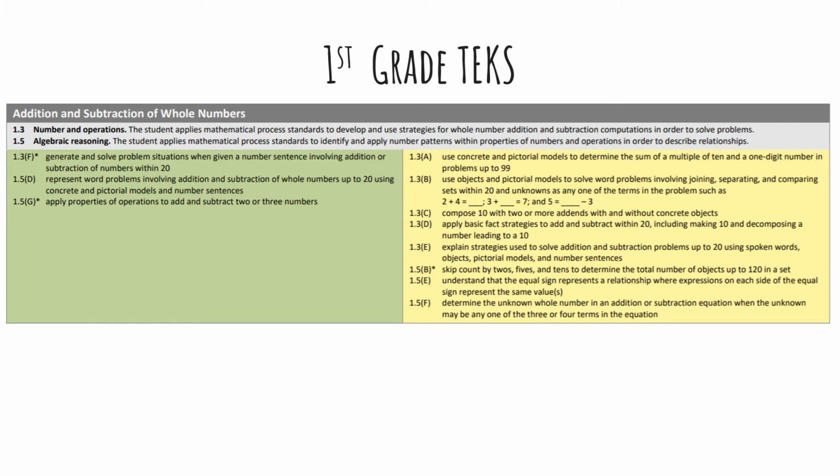They understand that the equal sign represents a relationship where expressions on each side of the equal sign represent the same value, which is huge for the abstract portion of CRA. And lastly, they determine the unknown whole number in an addition or subtraction equation when the unknown may be any one of the 3 or 4 terms in the equation, like the previous example in 1.3b. Now let's take a look at some examples.